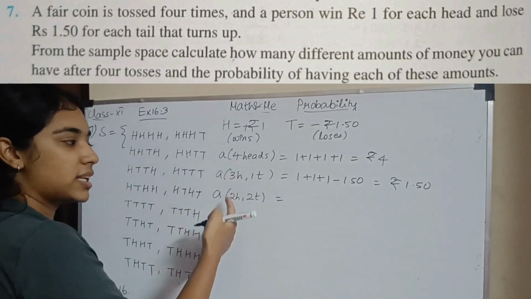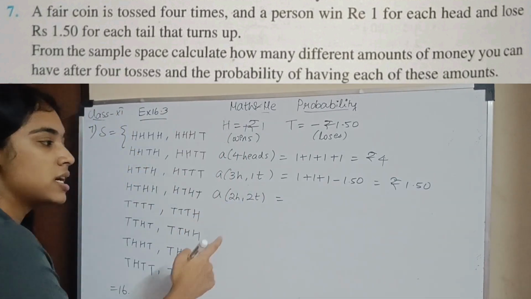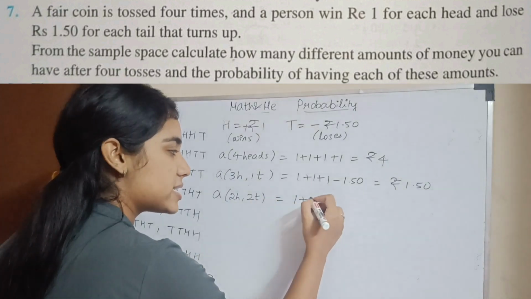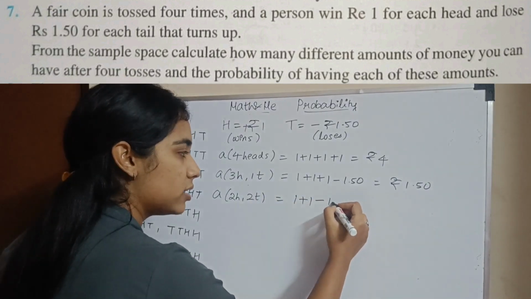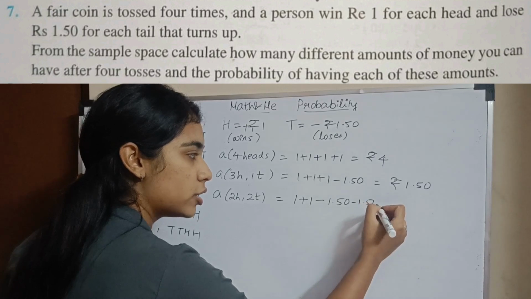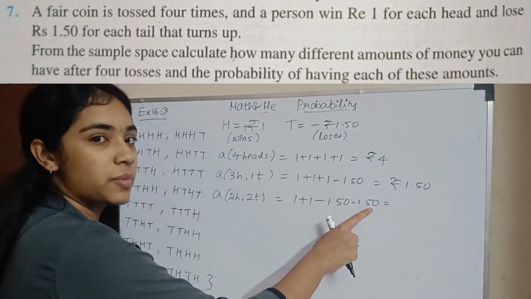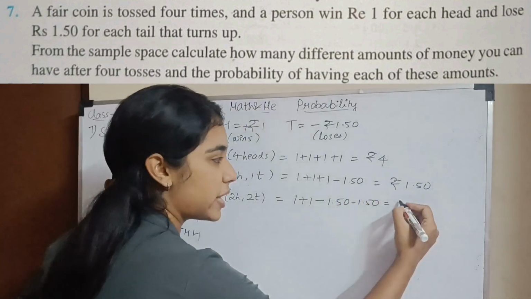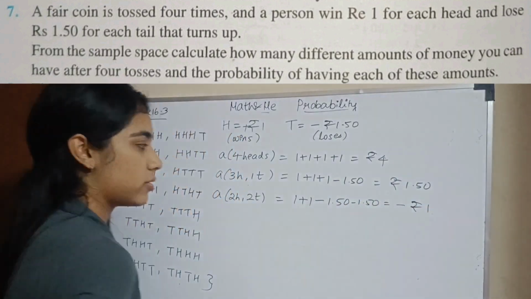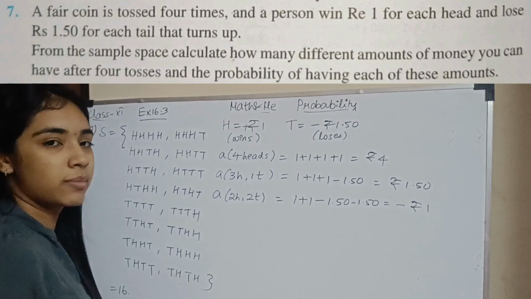Next, amount when you have 2 heads and 2 tails. As it goes down, I am decreasing the number of heads and increasing the number of tails. So for 2 heads and 2 tails, I'll win ₹2 and I'll lose 1.50 for 2 tails. So what will I have? 2 minus 3. 1.5 plus 1.5 is 3. 2 minus 3 is minus 1. So minus ₹1. For 2 heads and 2 tails, I'll start losing money.